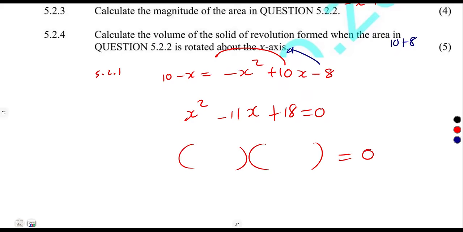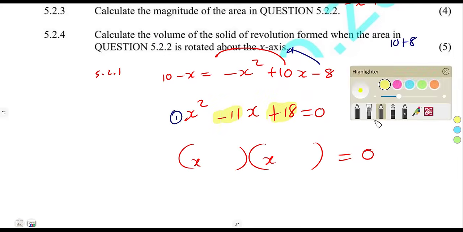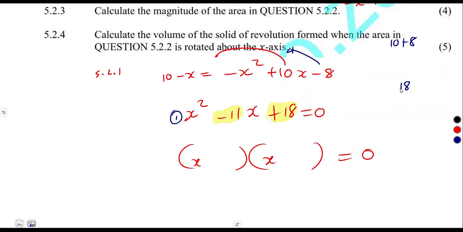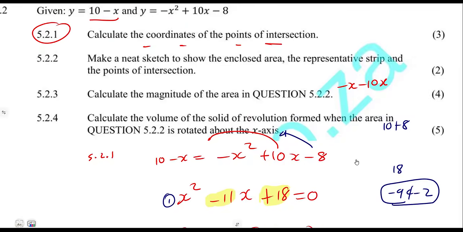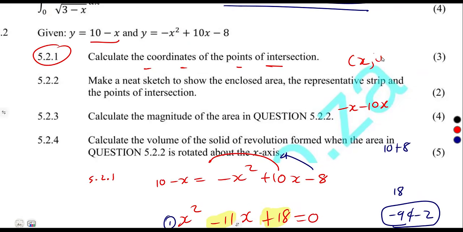As we can see, the coefficient of x squared is 1. So we're just going to have 2 brackets, x and x. Then you concentrate on the factors of the constant 18, which adds up to negative 11. Factors of positive 18, which adds up to negative 11. That's negative 9 and negative 2. So these are the factors, negative 9, negative 2. Equate to 0. So x is going to be positive 9, or x is going to be a positive 2. So remember, these are points of intersection, a point x versus y.